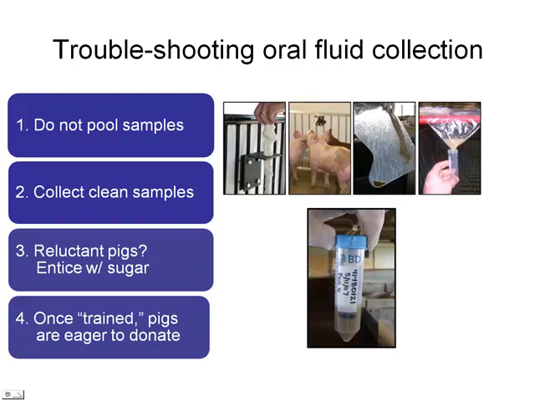Just some troubleshooting. Don't pool the samples. It's already a pooled sample for that particular pen. I want to emphasize collecting samples that are as clean as possible. Hang your rope a little higher so the pigs have to reach up.